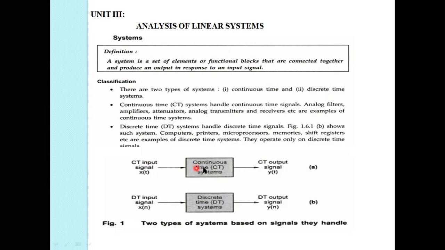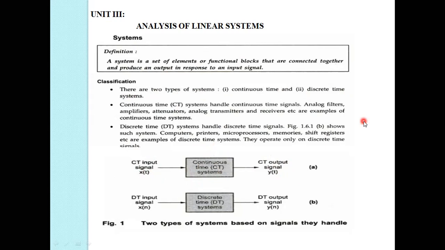This is a system. See the continuous time system and discrete time system. It produces the output signal, the continuous time signal, in response to the input signal. It is a functional block here. A system is a set of elements or functional blocks that are connected together and produce an output signal in response to the input signal. So for the classification of the system, there are two types of systems, continuous time system and discrete time system.